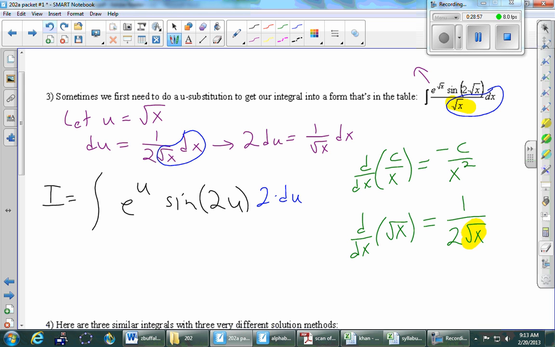For a lot of folks, I know it's tricky when the du has a division in it. So really take your time and go through the details if that's confusing at all. All right, so now we've got that. We can take that 2 and move it to the front, and now all of a sudden we're back in the table. E to the u sine of 2u.